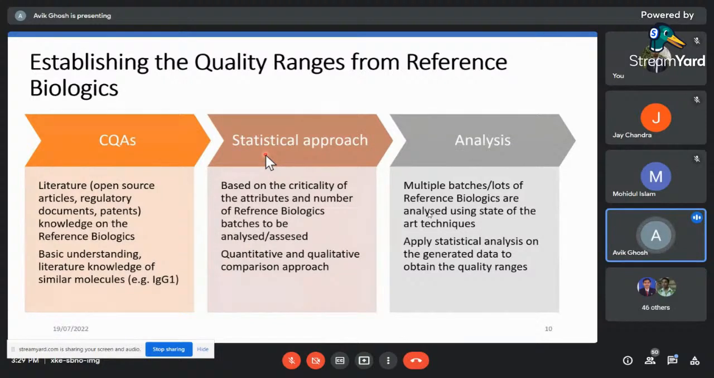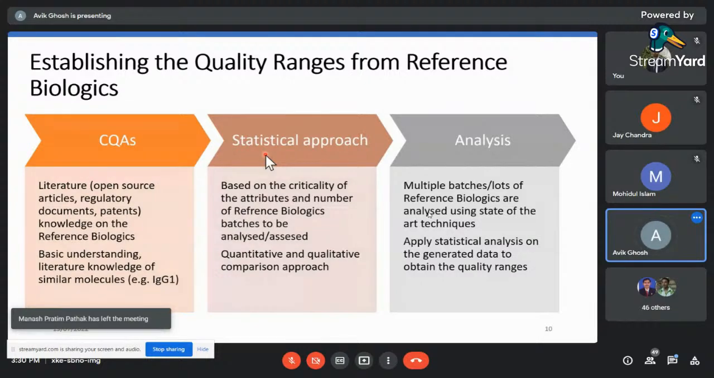So basically, it's very important to understand the critical quality attributes and the statistical approach you want to take for each of the critical quality attributes if it is a quantitative attribute, and if it is a qualitative attribute, how are you going to compare? Then comes the analysis, where you analyze multiple batches or lots of reference biologics product using state of the art techniques, and you try to analyze batches from different ages. So the effect of aging of this product also gets taken into account. And based on that, you apply that statistical approach to obtain the quality range. So this is basically the target range of a quality attribute that you want to target during the biosimilar development.